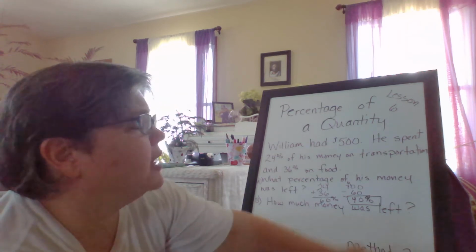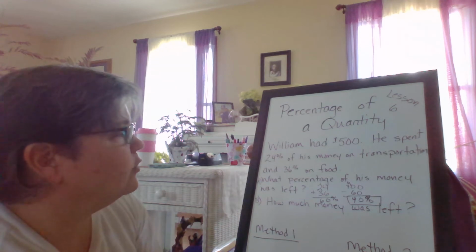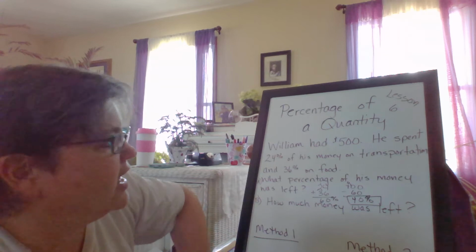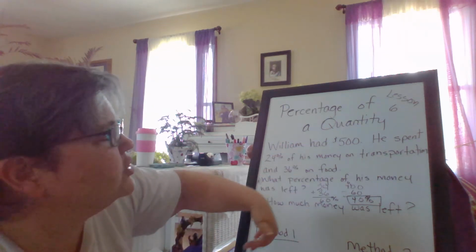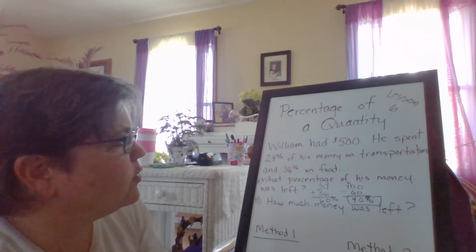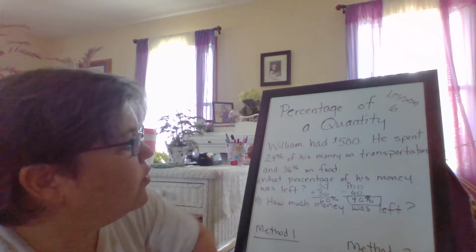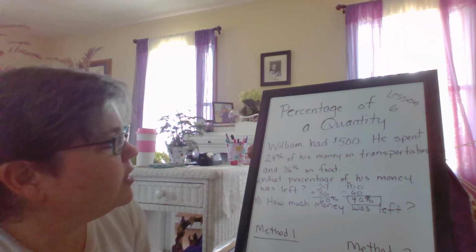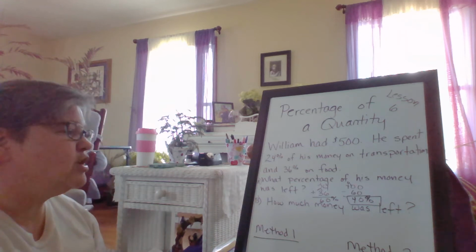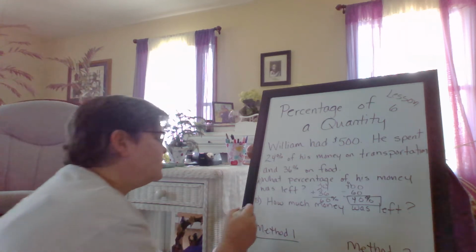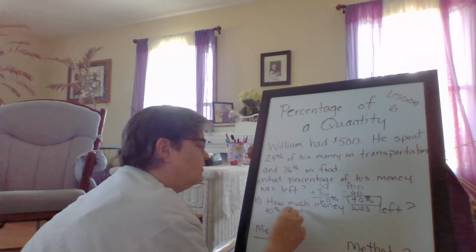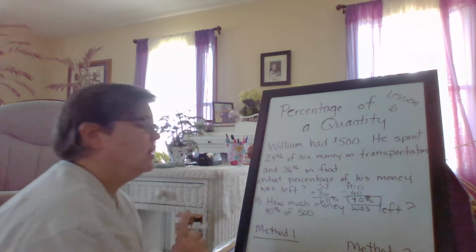Now he wants to know how much money was left. We could say we know he spent 60%, find 60% of 500, and then subtract that amount to get what was left. Or, now that we know we need to find 40% because that is the money that was left. So how much money was left? 40% of 500.